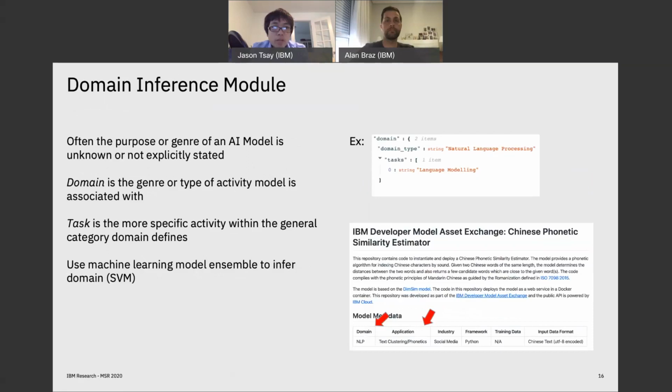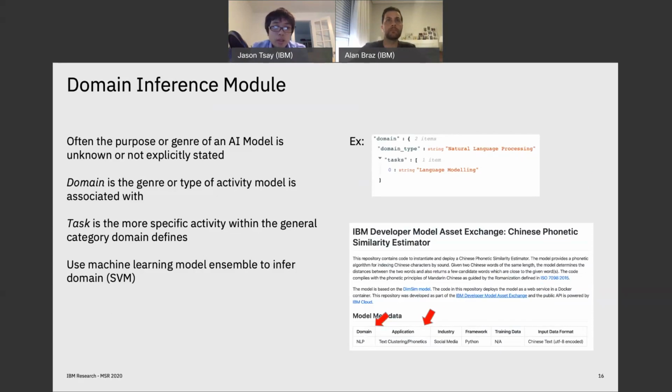Lastly, we have a domain inference module. Often the purpose or the genre of an AI model is unknown or is not explicitly stated. But of course, it's very important to know this in order to know how I would potentially use a model or what this model does. When we say domain, we mean the genre or the type of activity. When we say task, we mean the more specific activity. As an example on the right, the domain here is NLP, natural language processing. The more specific task then is text clustering, or it could be things like machine translation.